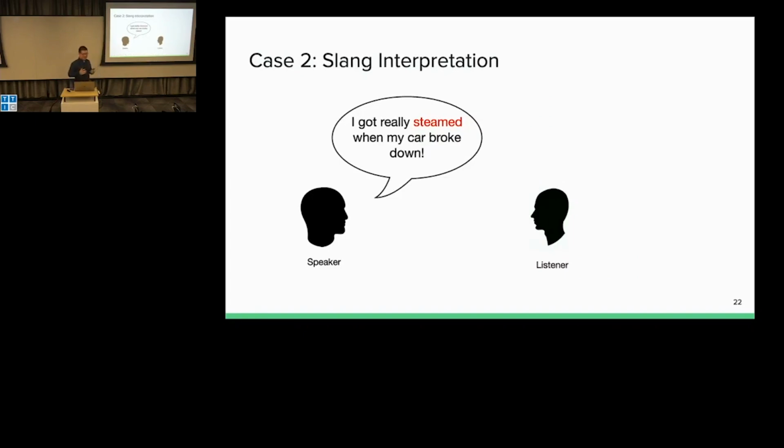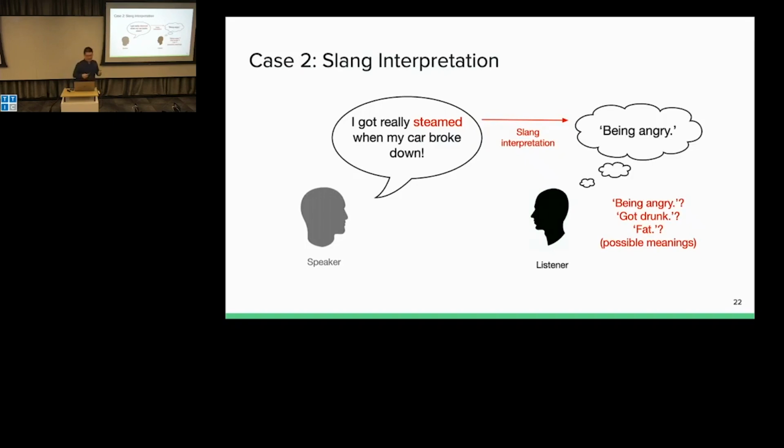So with this generative model, we can actually apply it to the reverse problem of slang interpretation. We're given a sentence with the slang usage, and we can ask the model to tell us what the correct meaning is. And the model needs to differentiate between the correct meaning being angry versus other potential meanings that we can consider.